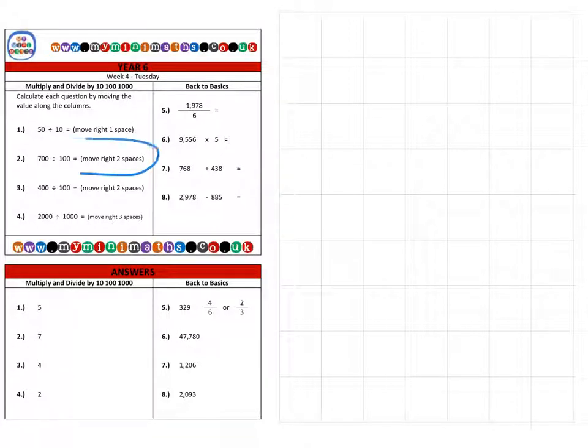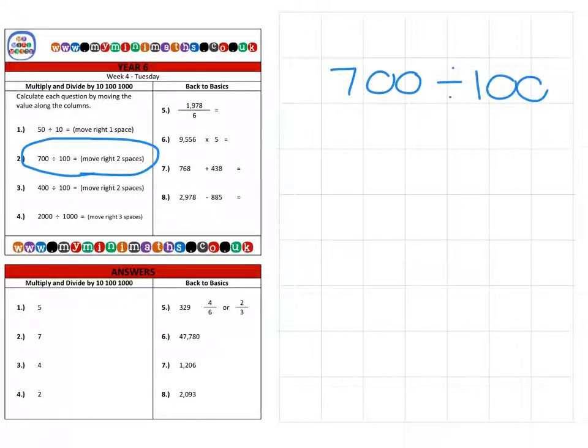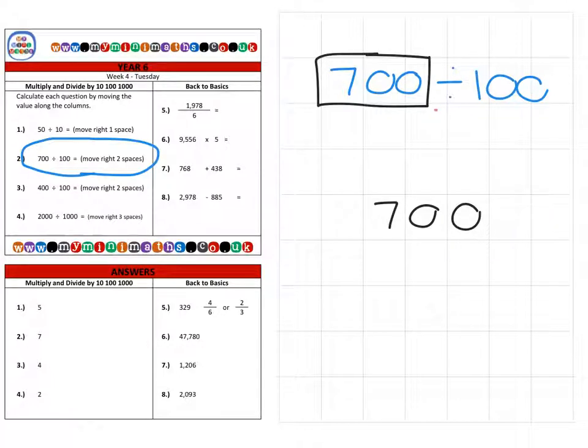And next we're on to question 2, which is 700 divided by 100. And again, it's a question you could do very easily in your head, which is fine. But again, just to show you how this works, if I take the 700 and write it out, and then I'm going to be dividing by 100, which is the same as saying divide by 10, divide by 10 again. So we're going to move it two spaces smaller, two spaces to the right. So we're going to take our 7 and move it two spaces into the units column for a final answer of 7.